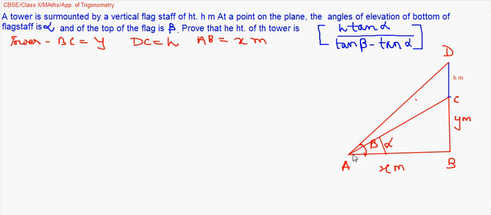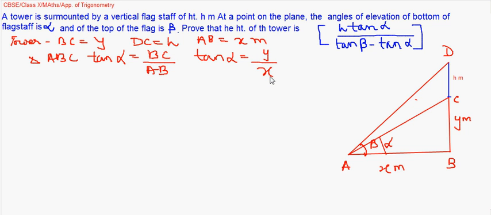Now in the triangle ABC, it is tan alpha is equal to perpendicular by base. So tan alpha can be written as BC to be y, AB to be x. Or x can be written, that is AB can be written as y by tan alpha. Let that be our first equation from the first triangle I have considered.